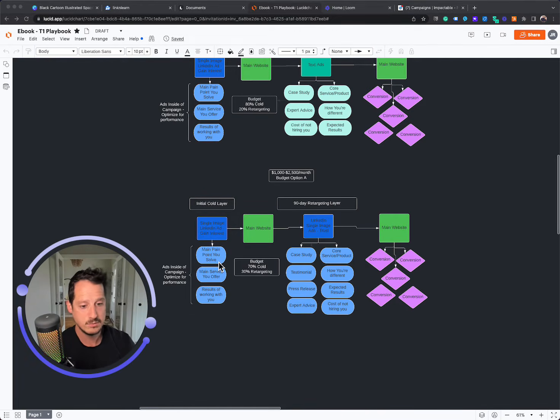So just walking through the actual strategy again, I would build a cold layer campaign around the main 3 tiers of the pain points you solve, the main service you offer, the results, typical results or client results of working with you. I do single image ads. I'd put up maybe 6, 7, 8, 9, 10 creatives in that campaign.